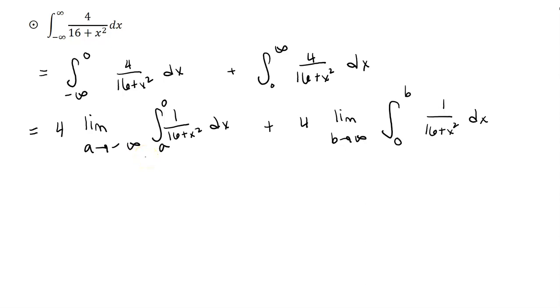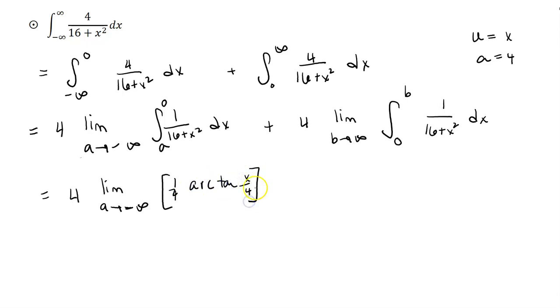Now for both of these integrals, I recognize an arctangent form where u equals x and a equals 4, so it's a squared plus u squared. And that's not the same a that we have here, just make sure you're clear on that. So when I evaluate that, I'm still taking the limit. Here I'm going to get 1 over a, so 1/4, arctangent of u over a, x over 4. And that's all going to go from a to 0. And here, I'll have the same exact thing, but the bounds will be different.